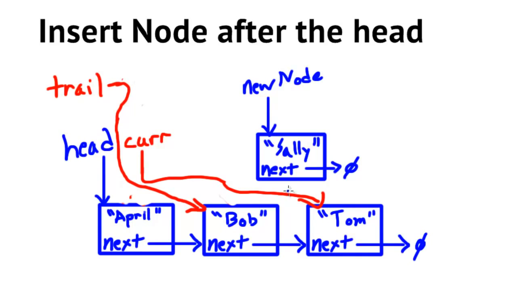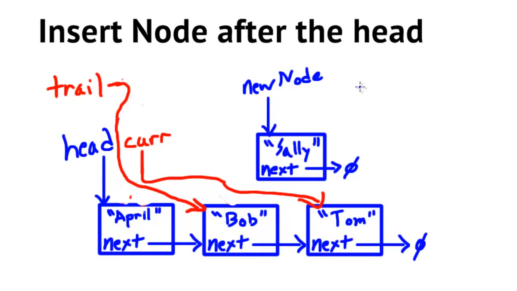Now whenever we do our comparison, we can see that this new node that has Sally should in fact come before what we have current pointing to. And that's okay because we have our trail pointer pointing to the previous node. So what we need to do is update some pointers. We need to have the new node's next pointing to what current's pointing to.